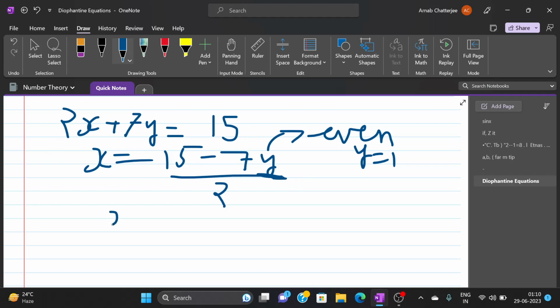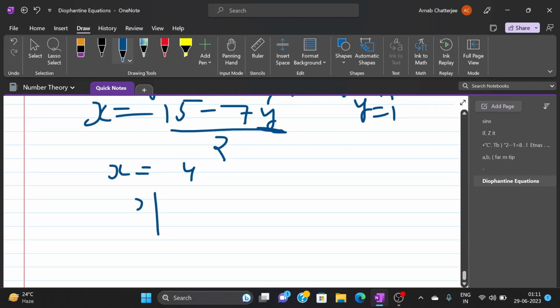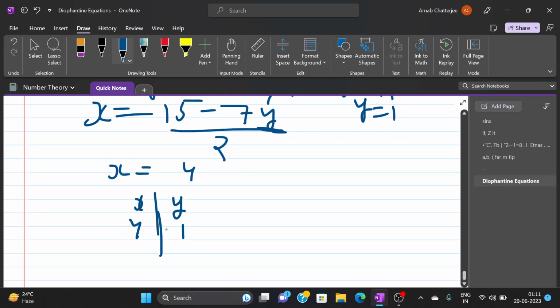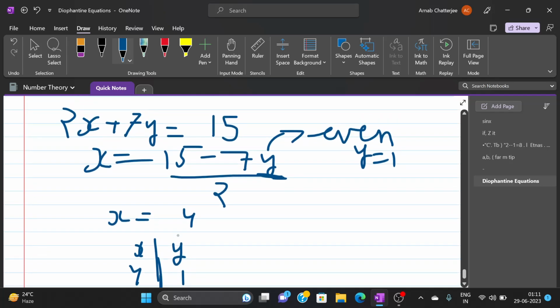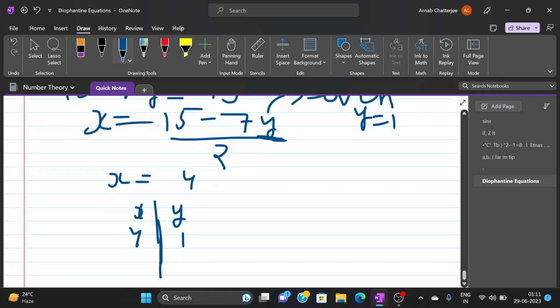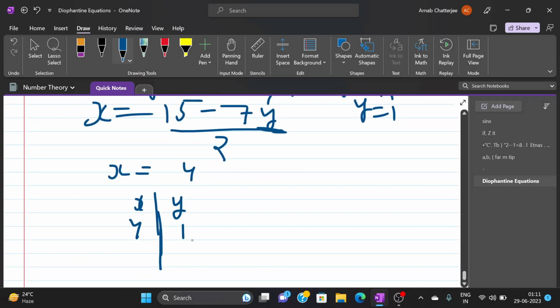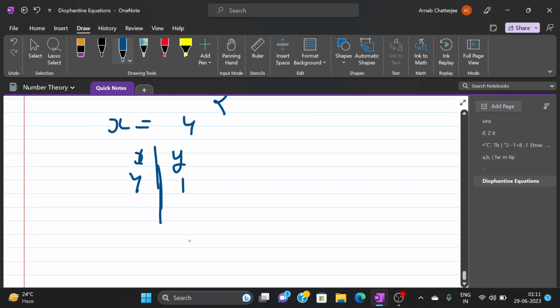So y equal to 1 and we get x equal to 4. So we have got the first solution (x, y) as (4, 1). Now if we decrease x by 7, we will end up getting a negative number. If we decrease y by 2, we will get a negative number. So this is the only possible solution. So we get the first as 4 comma 1.